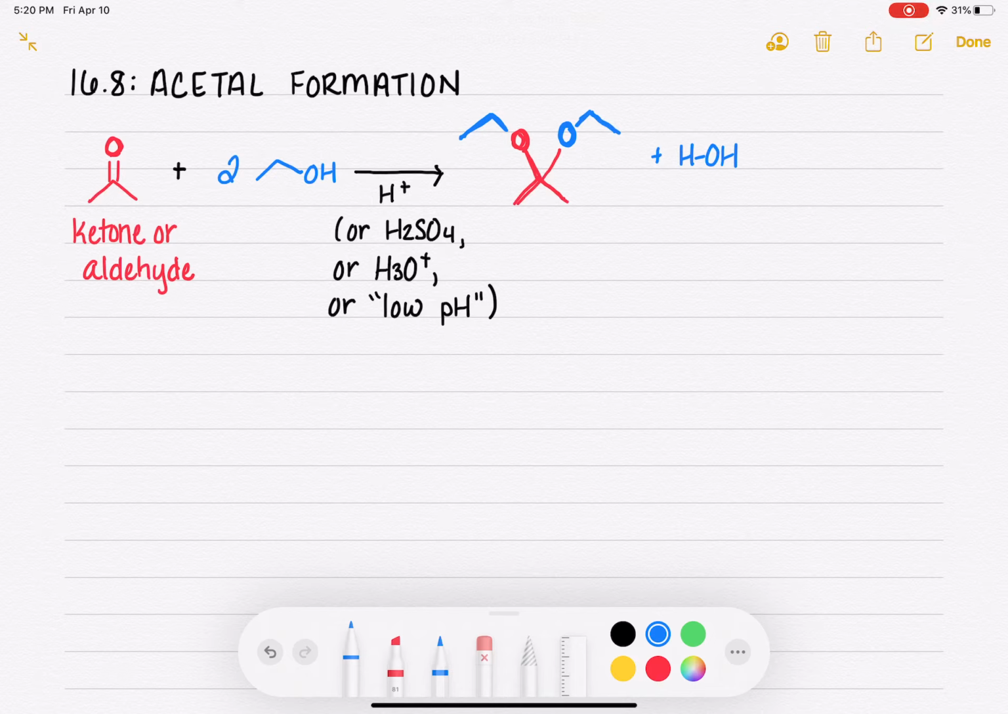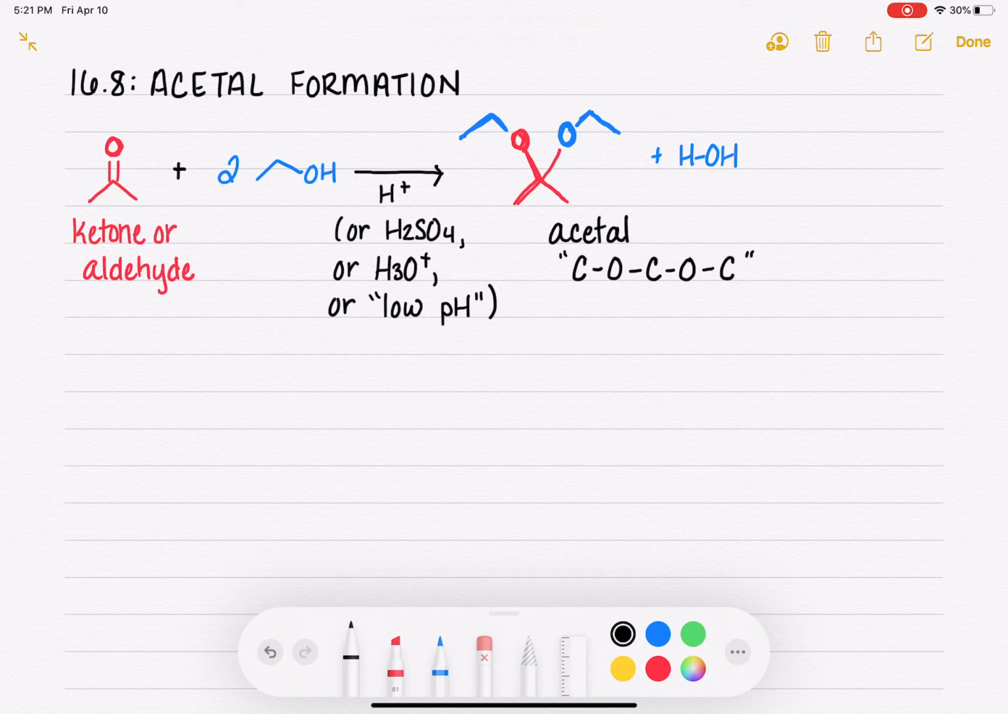This molecule that we produced over here is the acetal. The acetal is a type of functional group that is characterized by the carbon bonded to an oxygen, which is bonded to a carbon, which is bonded to an oxygen, which is bonded to a carbon. So it's a pretty complicated functional group there. It's a carbon bonded to an oxygen, bonded to a carbon, bonded to an oxygen, bonded to a carbon in a pattern like that.